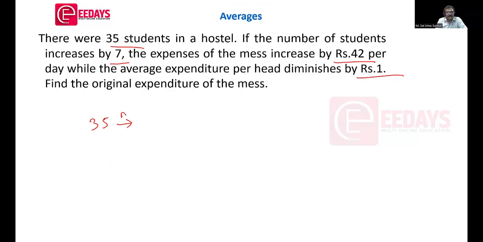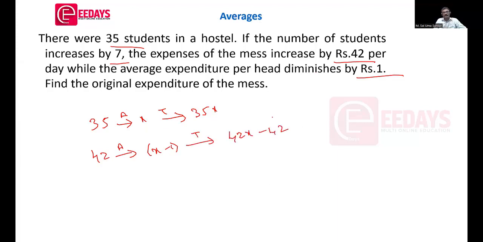Let us take average x, total 35x. Next, if the number of students increased by 7, so what happened? That is equal to 42 students. What is the average? The mess expense increased by 42 rupees, while the average expenditure diminishes by 1 rupee. So x minus 1. What is the total? 42x minus 42. What is the difference between these two? That is equal to 42 rupees or not?